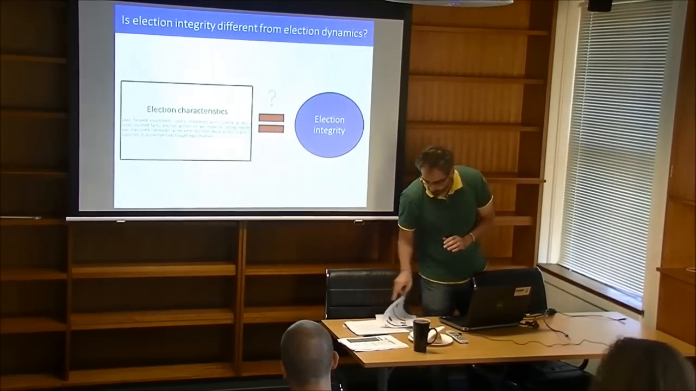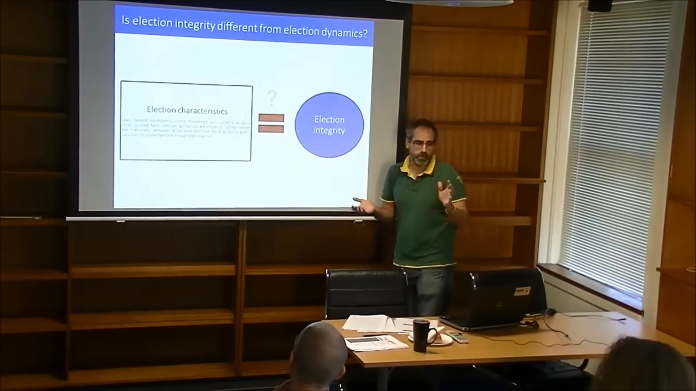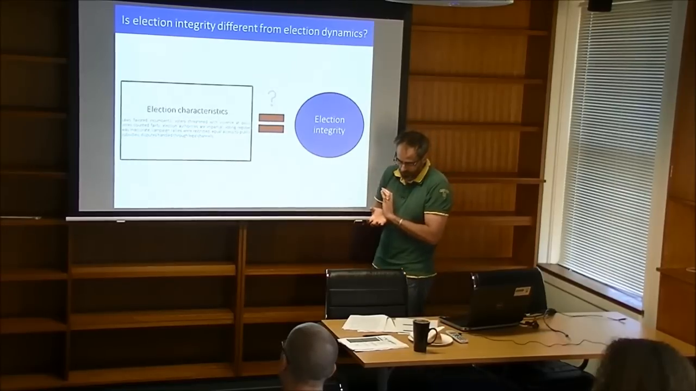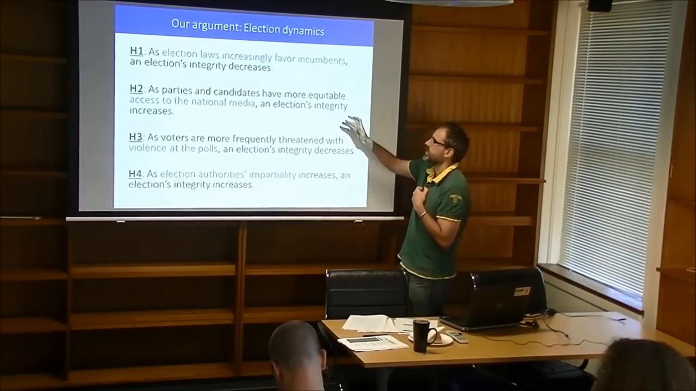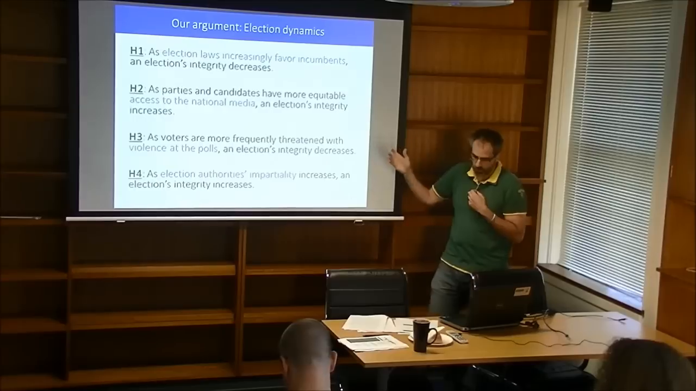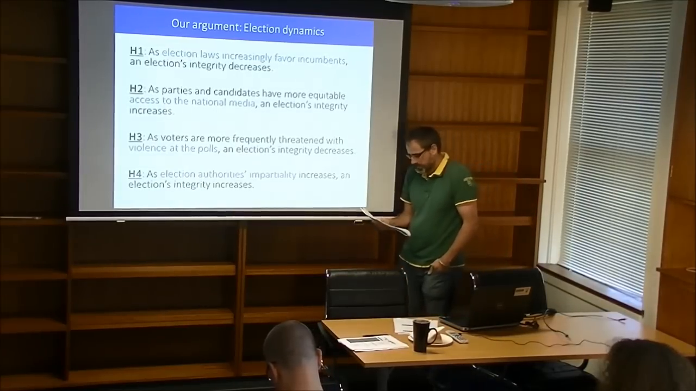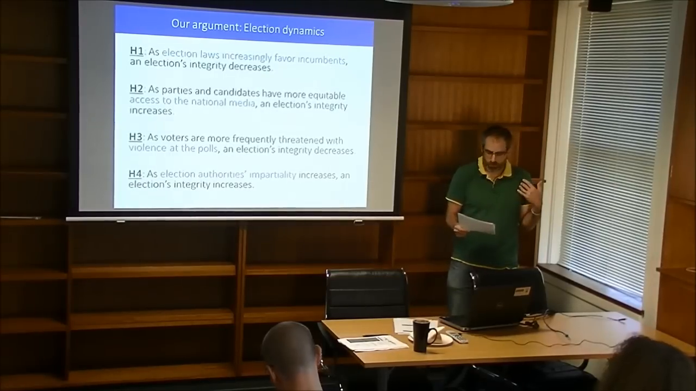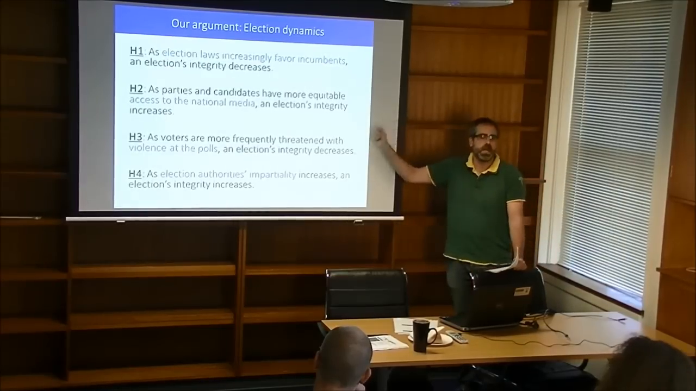And this is why here, what we show are the four hypotheses, where I recognize that we still need to work a bit more on their articulation legally. This is what we're going to be measuring, very simply. As the election laws are increasingly favoring the incumbent, the election integrity will decrease. And you can read the other ones. But the thing is that this doesn't seem to be extremely attractive because, our argument is, the relevant literature so far has focused on one or two of the variables, or one of the hypotheses in isolation.